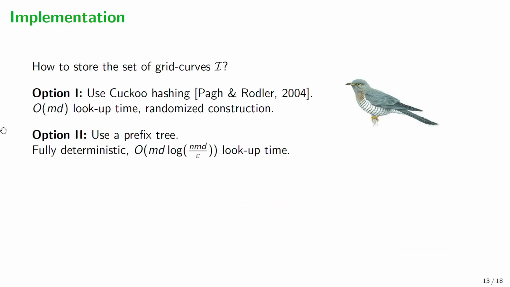For the implementation of the data structure, we suggest two options. The first option is the most efficient. Just store the set of grid curves in a hash table using cuckoo hashing. The lookup time is then optimal, order of md, which is the size of the query. And we have randomized construction. The second option is to store the grid curves in a prefix tree, which gives a fully deterministic solution, but at the cost of a logarithmic factor in the query time.